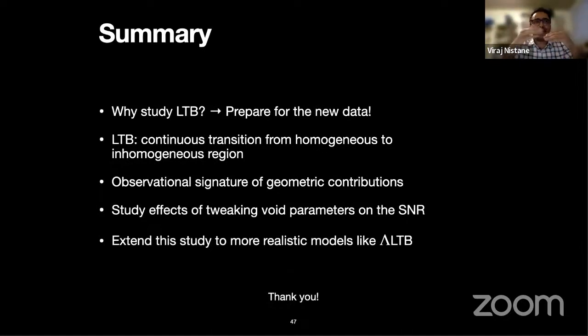Then in the second part, we saw what happens when we tweak the void parameters, mainly here the void size and the observer position, and then the effect on the calculation of signal to noise forecasting. And finally, we aim to extend this study to more realistic models like Lambda LTB, which I also discussed very briefly because, again, it's a work in progress.